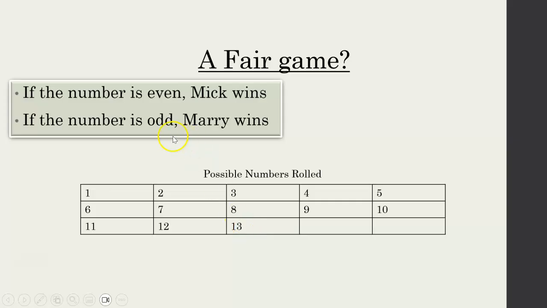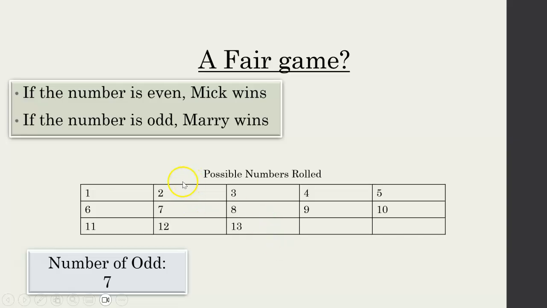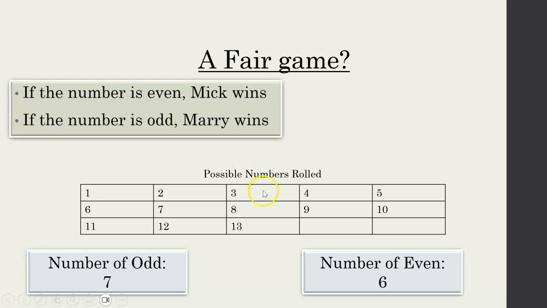Let's look at the odd numbers. How many odd numbers are there here? Well, there's 7. I just counted them out. There's 7 odd numbers, so Mary wins. Out of the whole die, there's 13 numbers, and 7 of them are odd. Then the even numbers, the ones that Mick wins on, there's only actually 6 even numbers.